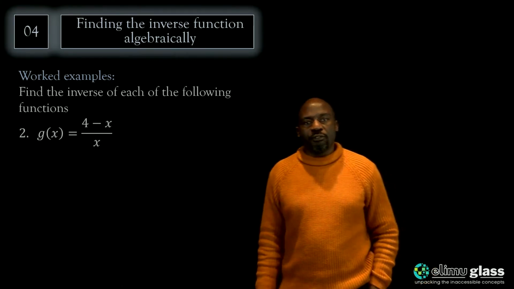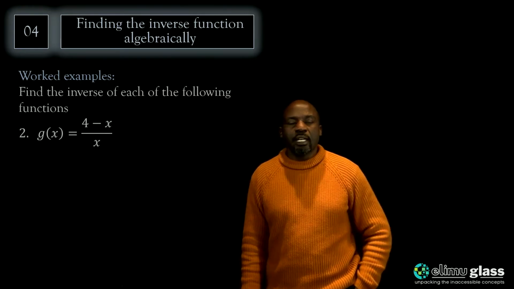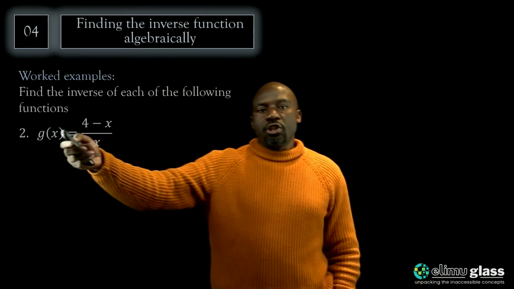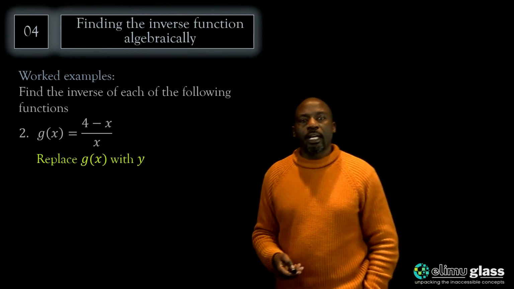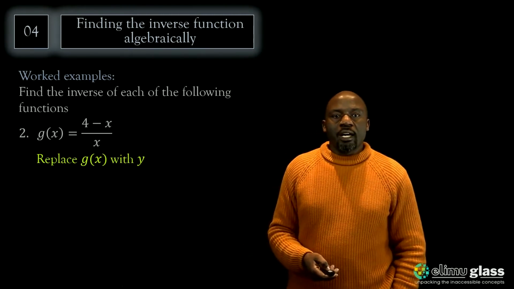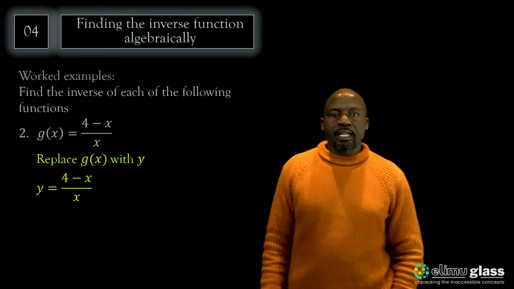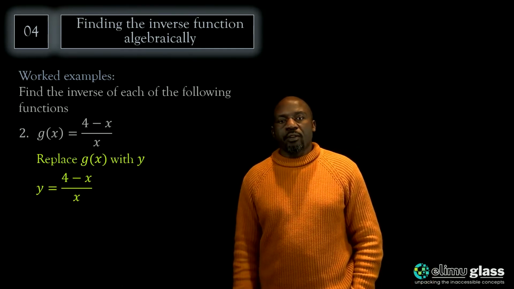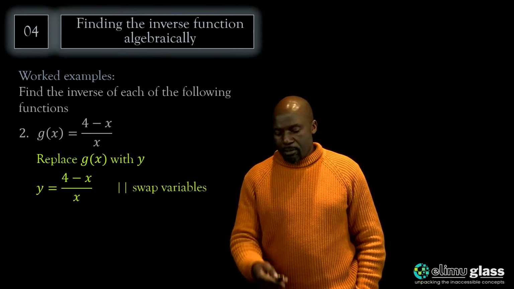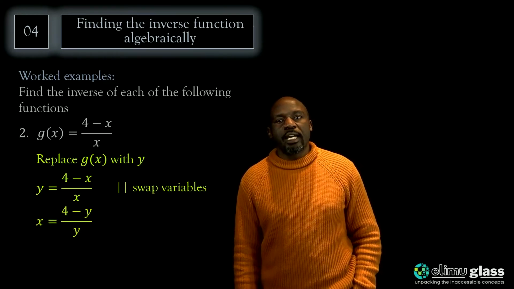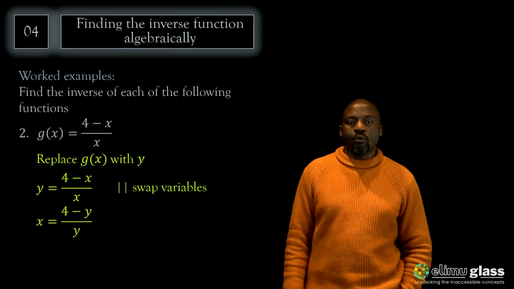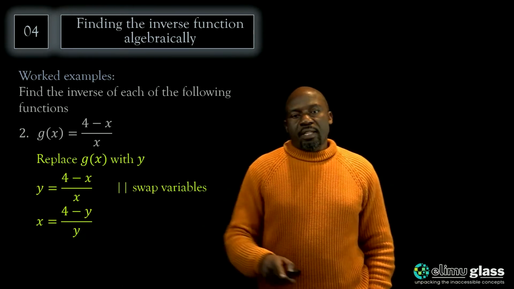Here is another one, g of x. Find the inverse of g of x. So again, replace g of x with y. Okay? We have, once we replace that, we have y is 4 minus x over x. Swap x and y, we get x. Okay, so when we swap the variables, we get x equals 4 minus y over y. Make y the subject of the formula.